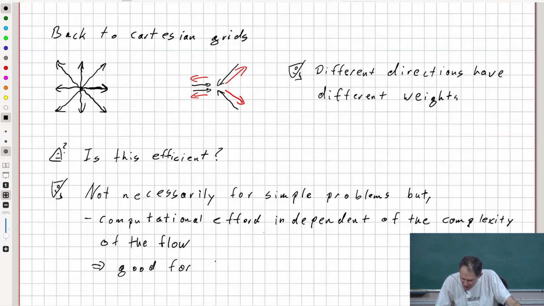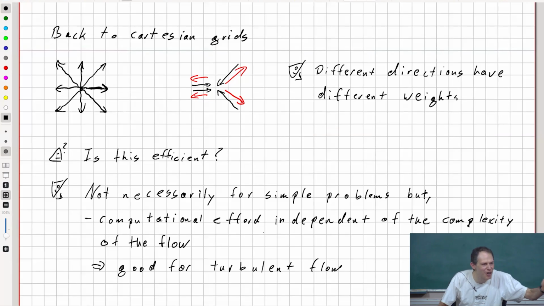If you want to study turbulence, simulating the turbulent flow costs the same as simulating the laminar flow, as long as it is resolved, which is a bit of a caveat, because laminar flow is, of course, more easily resolved than turbulent flow. But anyway, for the same resolution, it is the same cost.